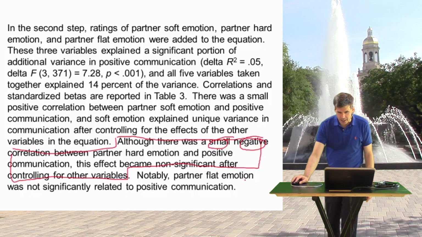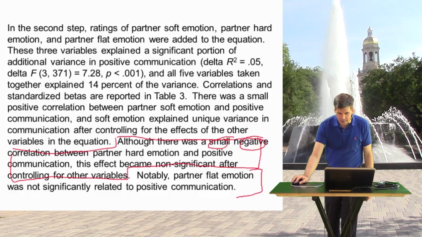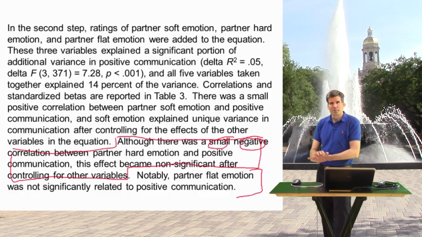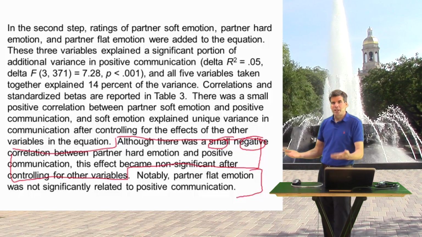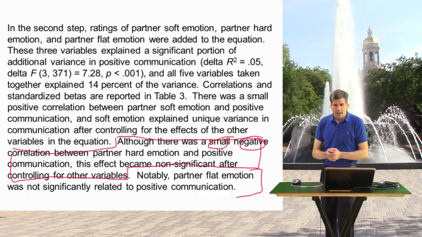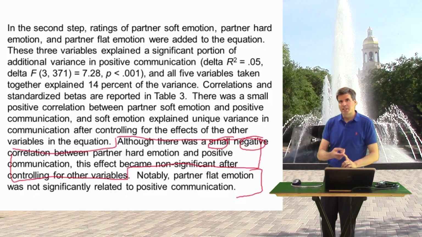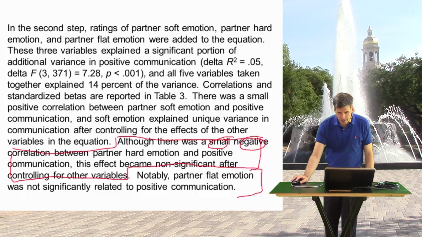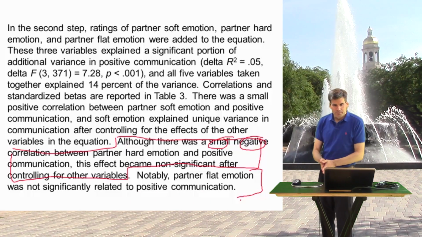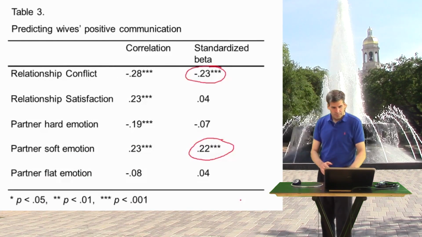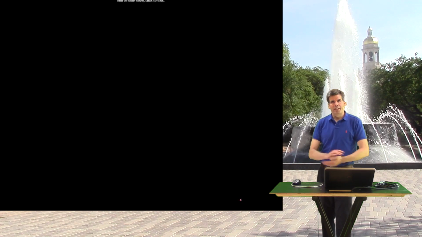And in this case, flat emotion for wives, for husbands, actually, we would have said something different, because for husbands, flat emotion actually had a significant correlation. But for wives, which we're summarizing here, that correlation was not significant, and the beta weight was not significant. So I say, notably, partner flat emotion was not significantly related to positive communication. And again, there's our table. And that is everything.